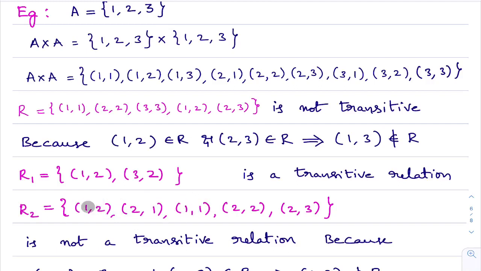Now you take this one. This ends with 2. You see this also begins with 2. So you need to check this one and this one. See, (1, 2), (2, 2). What is (a, c)? (a, c) is (1, 2). Is (1, 2) there in this relation? Yes, here it is. I hope you are understanding, right?